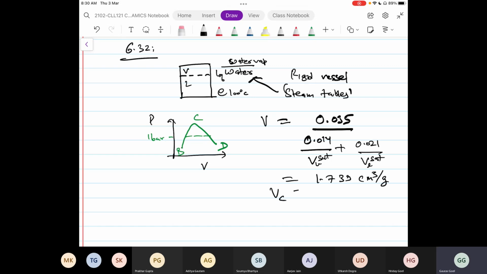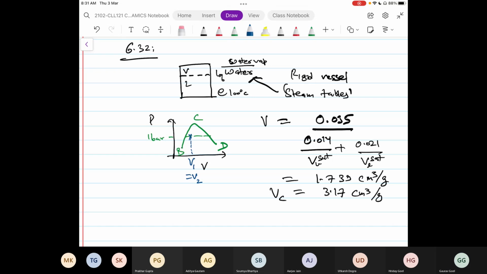I go to one of the appendices in the book. The critical volume for water is 3.17 centimeter cube per gram. So that means I am to the left of C. The volume at which the process is happening, it's a constant volume process. So V1 would be equal to V2. 1 is the initial state point, 2 is the final state point.